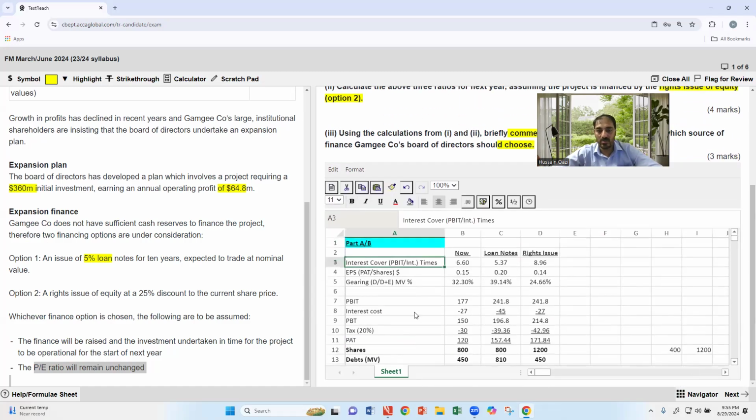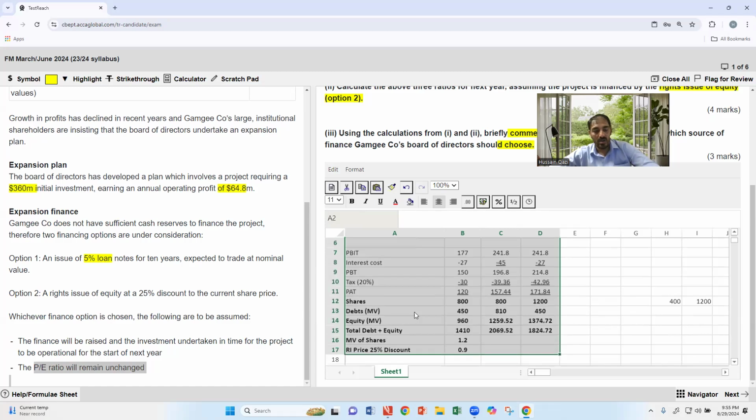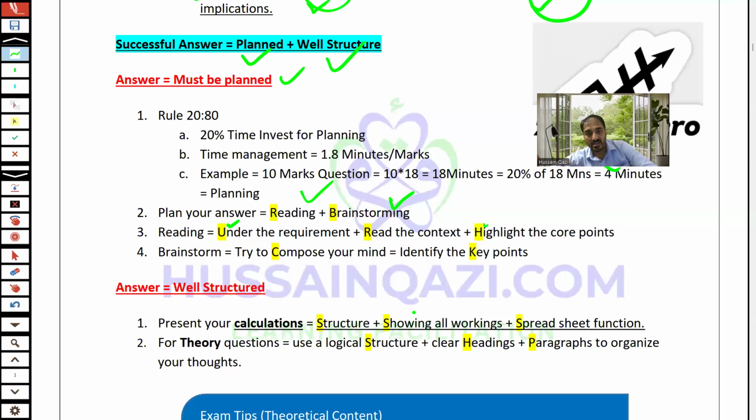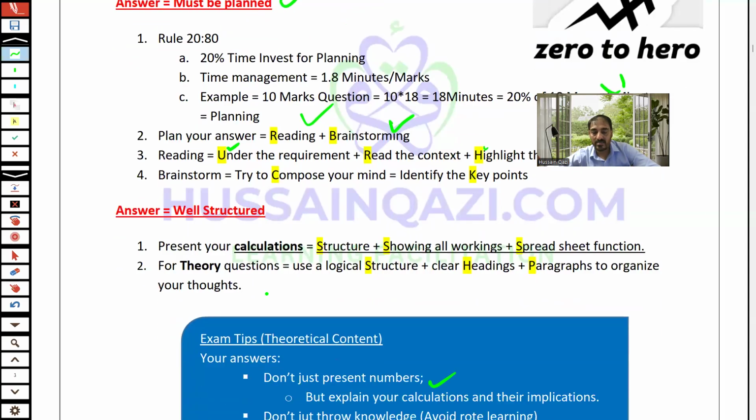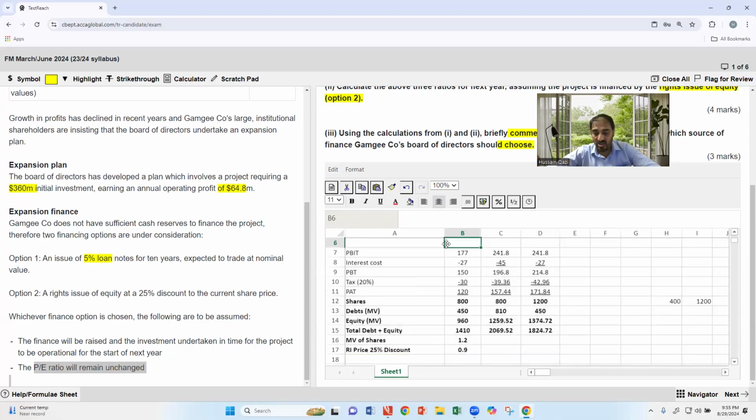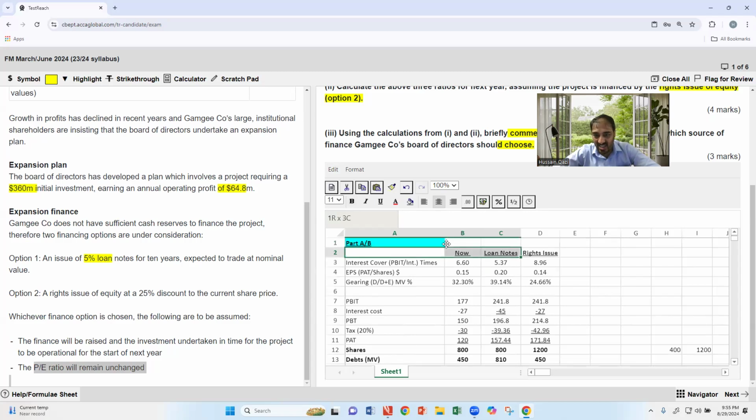So that is what about the logical structure. Now, what I did suggest you, make a reference. For calculation, your answer must be structured. Is our answer structured? Yes, absolutely right.